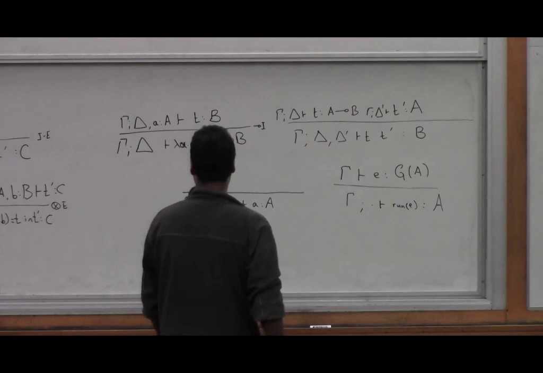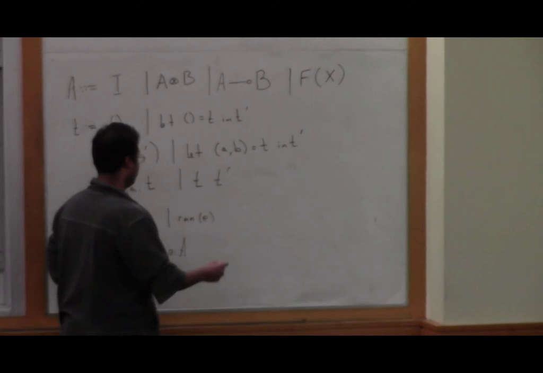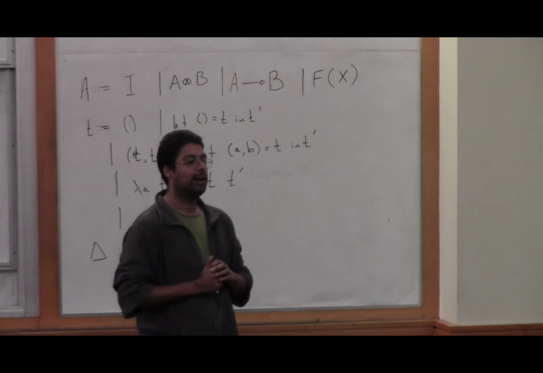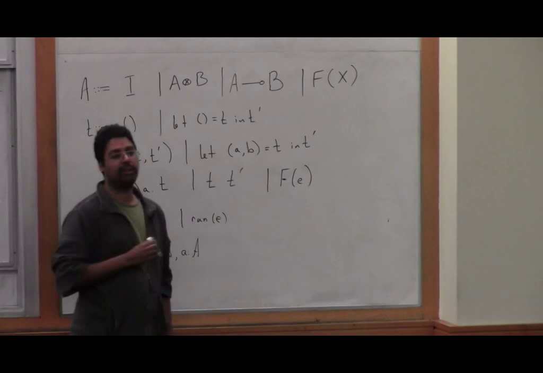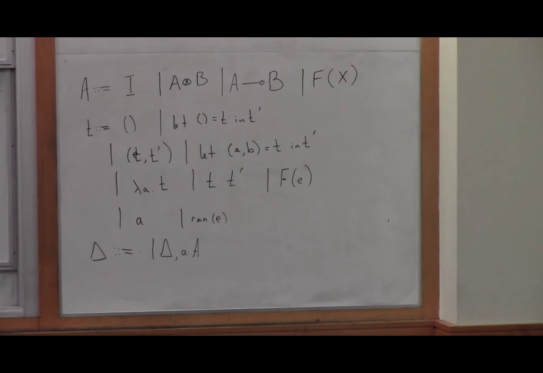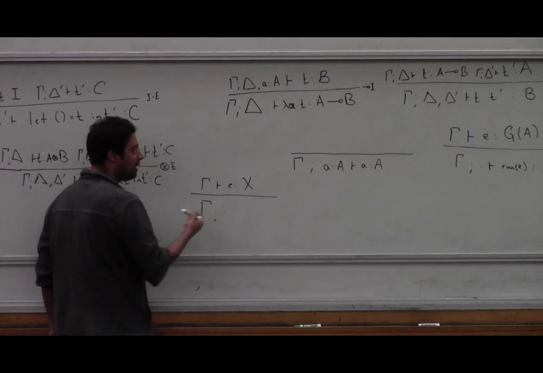And now we need to have some rules for F. And just as with G, we had a way of embedding a linear term into the intuitionistic calculus, we'll do the same thing. We'll say F of E is an introduction form for the F of X linear type constructor. It'll say, if E has the type X intuitionistically, then you don't need any linear resources to produce an F of X.